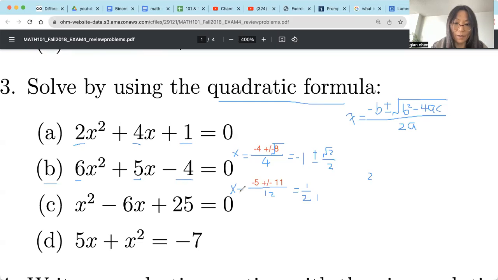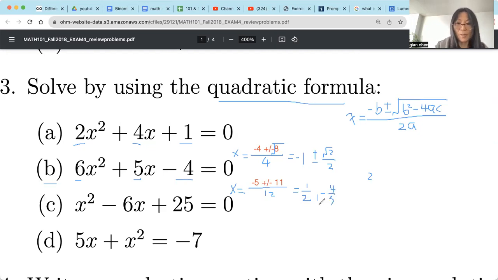Let's start with x equals a half. Then negative 5 minus 11, that's negative 16. Negative 16 divided by 12 can be simplified. That's negative 4 over 3. So we get 2 rational solutions.